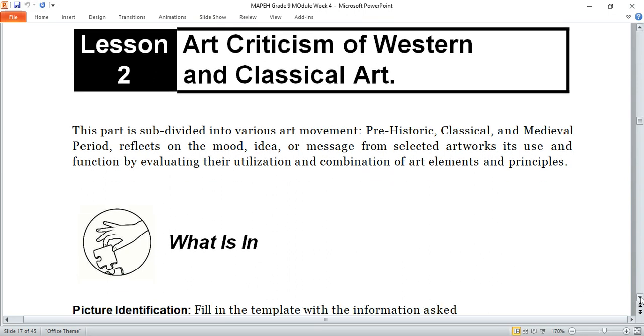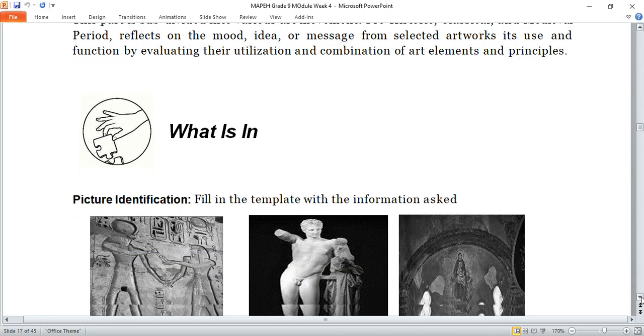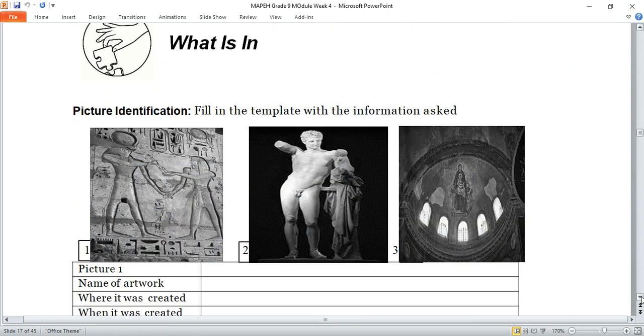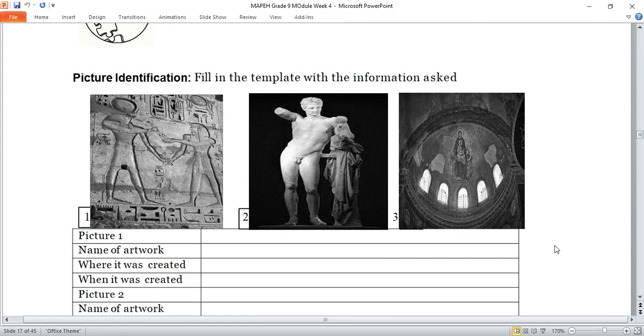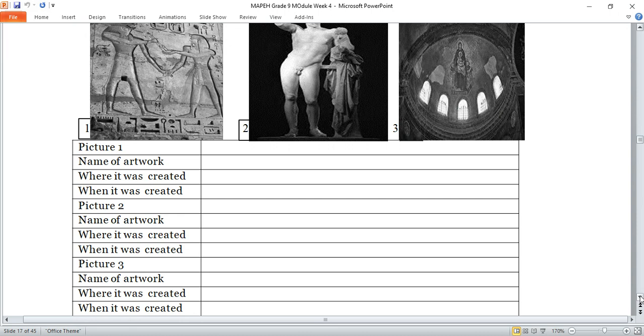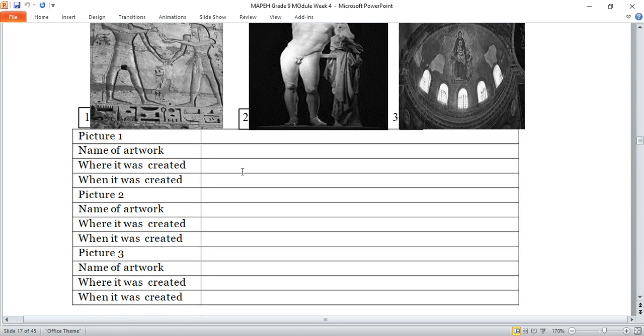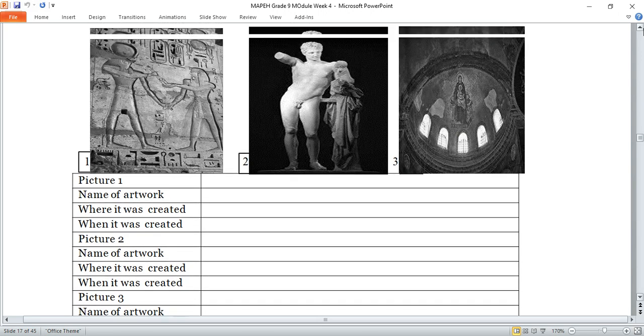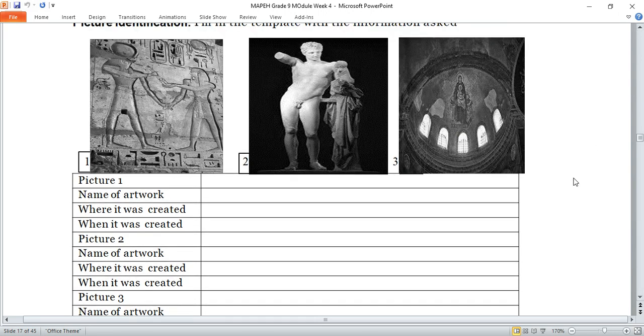Now, let's proceed to our preliminary activities. What is in? Picture identification. Fill in the template with the information. For picture number 1, picture number 2, and picture number 3, you are going to fill up what is the name of the artwork, where it was created, and when it was created. This is only a review. This picture was introduced to you during our first, second, and third week lesson.